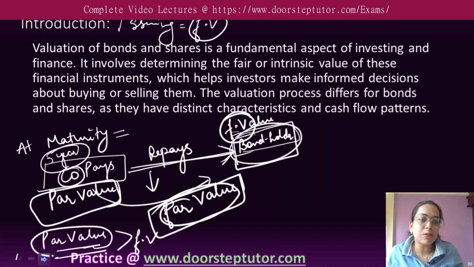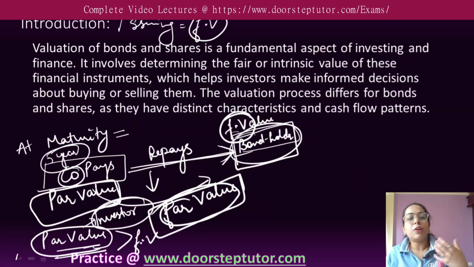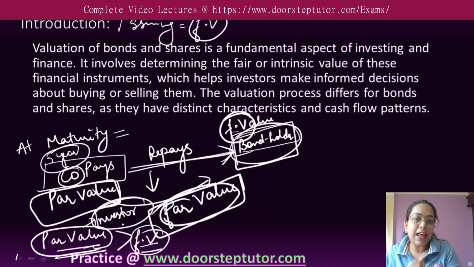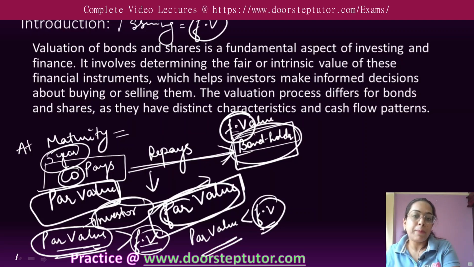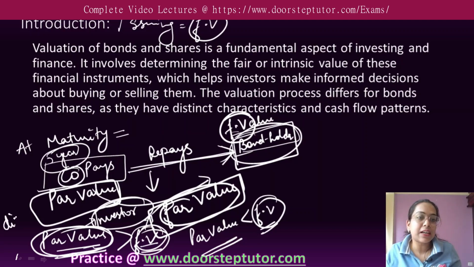If the par value is more than the face value, it means the investor is getting more as compared to whatever he pays to the company. And if the par value is less than the face value, it means the investor is getting less than whatever he pays to the company. The par value is less than the face value when the company is selling its bond at a discount.